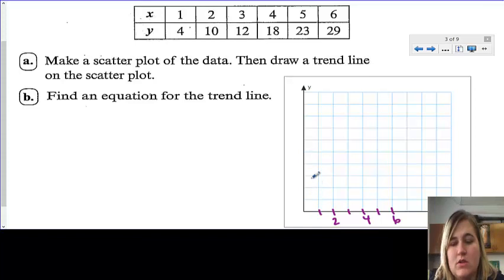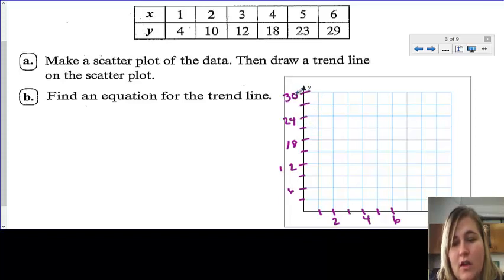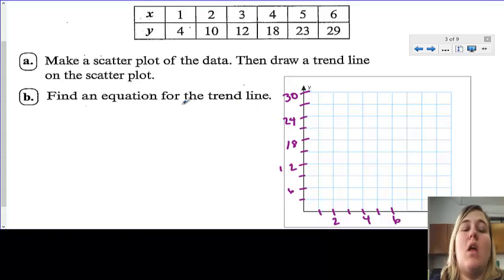So we could go by threes according to what we have here, so we will. So I have 3, 6, 9, 12, 15, 18, 21, 24, 27, and 30. Okay, so now I'm going to plot each of my points.